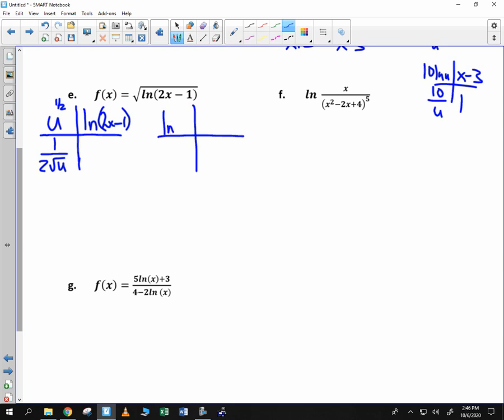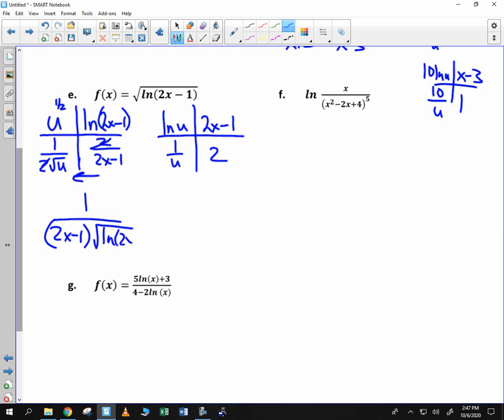We have the natural log of u, and we have 2x minus 1. The derivative of the natural log of u is 1 over u, and the derivative of 2x minus 1 is 2. Multiply those together, and I have 2 over 2x minus 1. Notice now as we multiply these together, the 2's will cancel, and I have 1 over 2x minus 1 times the square root of the natural log of 2x minus 1. That's my derivative.